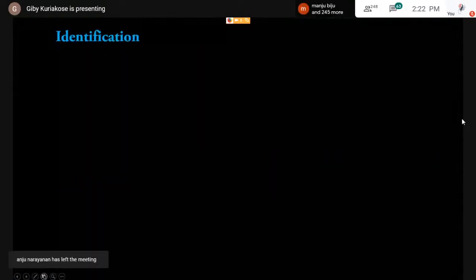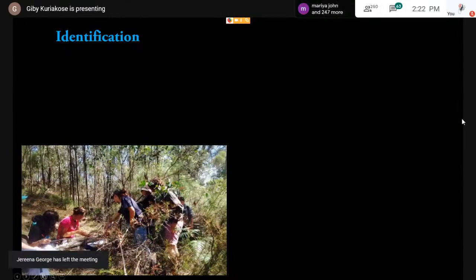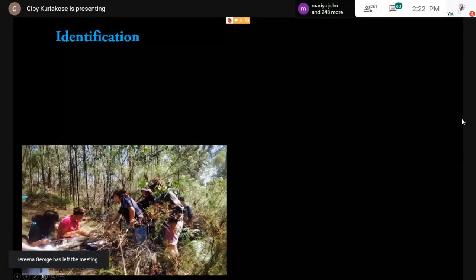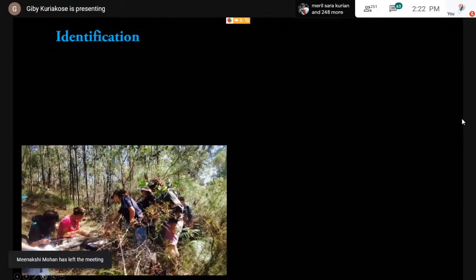Okay, then what is identification and how should you go about it? The identification process starts from field work. Extensive field work and field conditions are required for the identification process, because you have to start from the habitat, the environment, the place in which it is growing, and things like that.